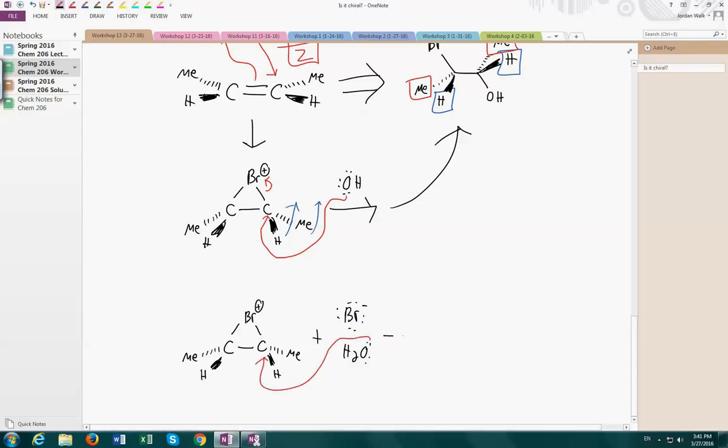But by using water instead of hydroxide, we're basically going to end up with an extra intermediate. What that will look like is, because our oxygen's already connected to two things, and that's not going to change while we're forming this red arrow bond right here that I'm showing.